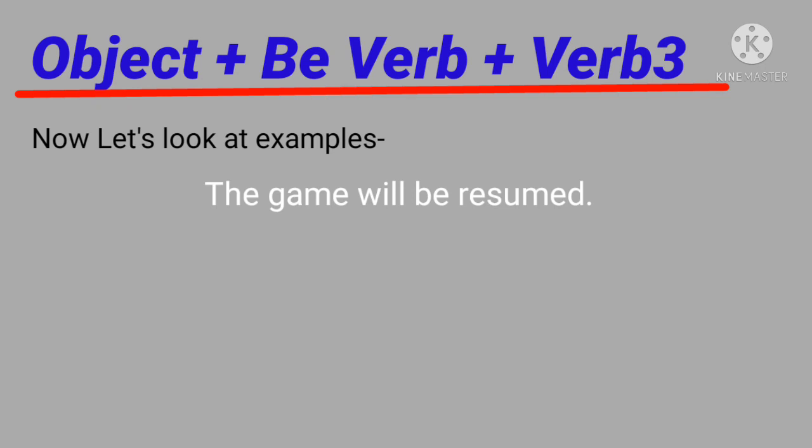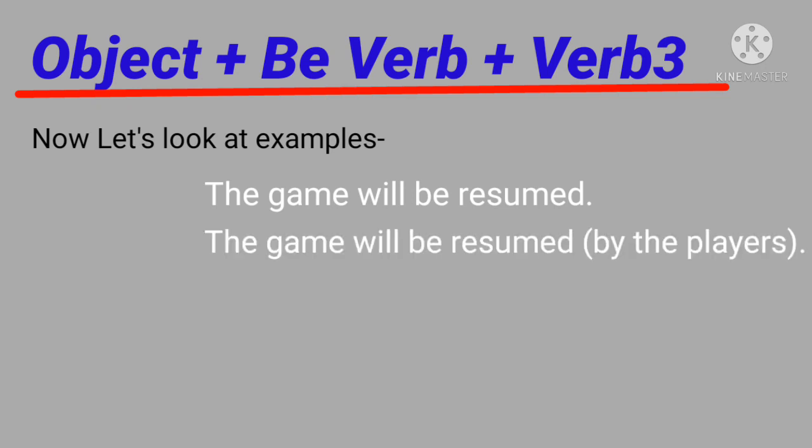Okay, so this way we use passive structures to say that something happened, something was done, something is done, something will be done, and the doer is not mentioned. It's not important. You can mention it in the sentence by using by plus the doer. Okay, the game will be resumed by the player, you can say, but it is not mentioned. Usually it's not good to use them.